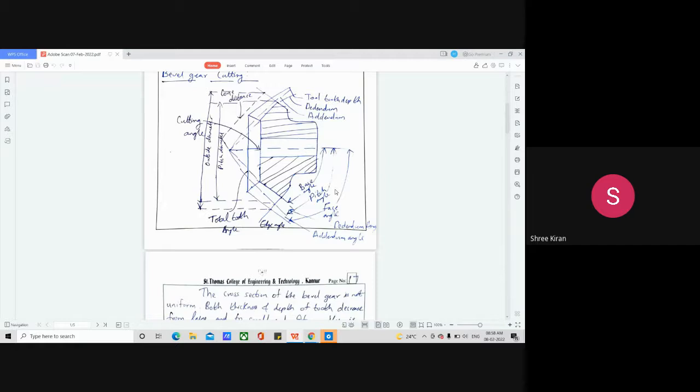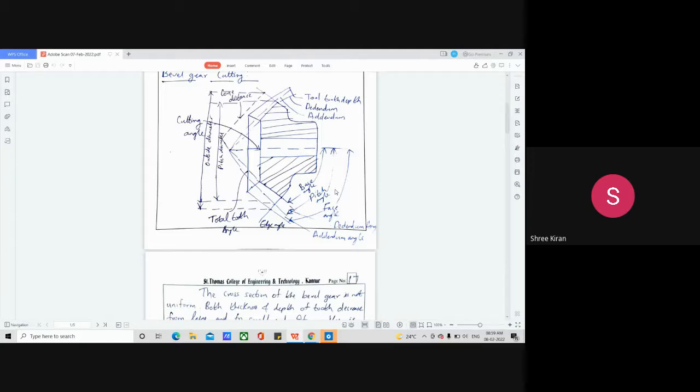We name it with the symbol HA. So here is the addendum. Then we have the dedendum at the large end, which is 1.25, and the tooth depth at the large end. So all this comes with the large end. Then we have the face width, cone distance, addendum angle, dedendum angle and pitch angle. For all of this, we will have a basic equation.